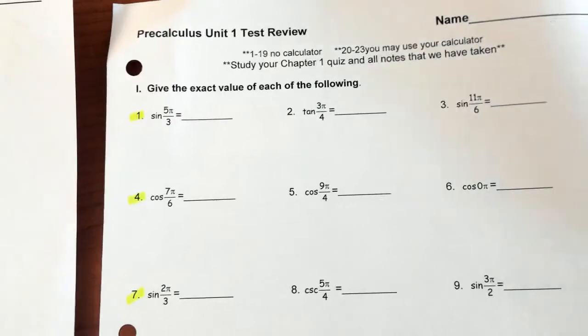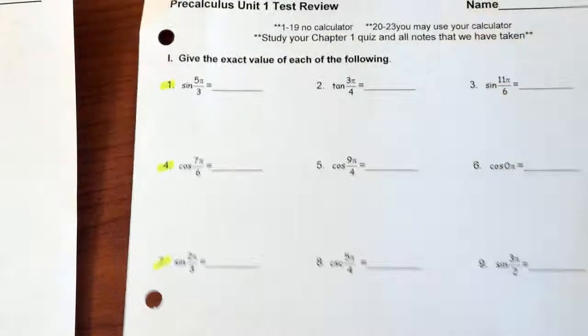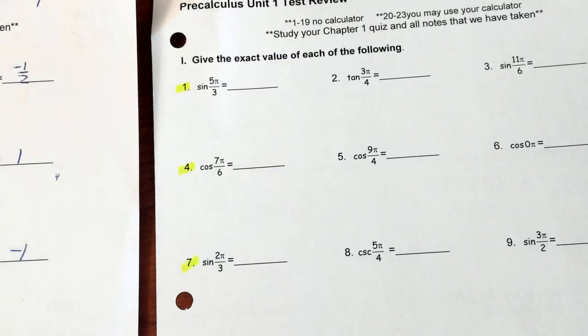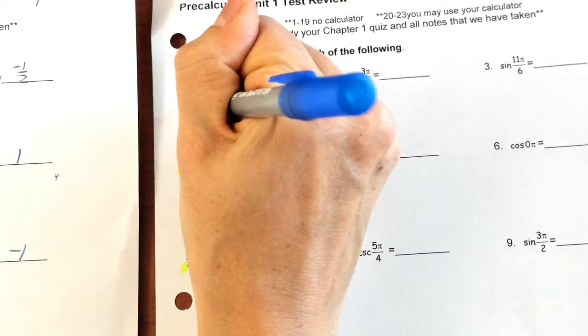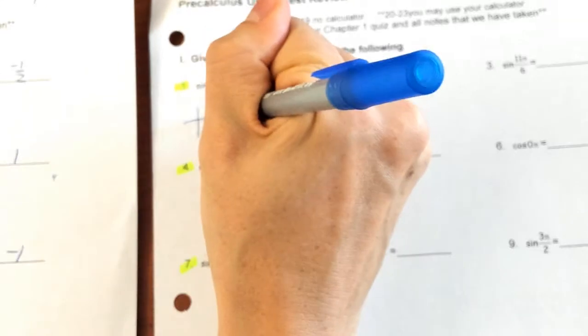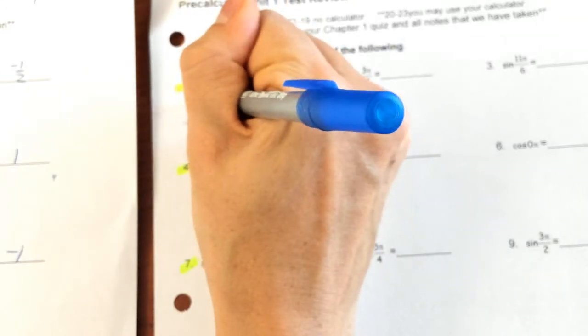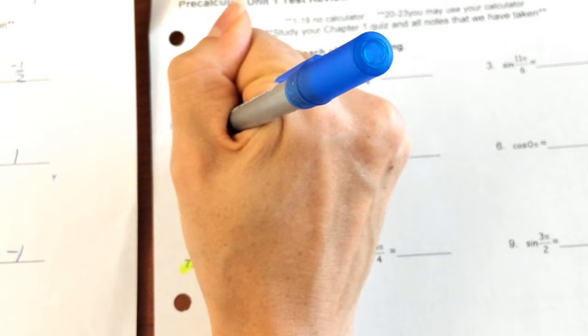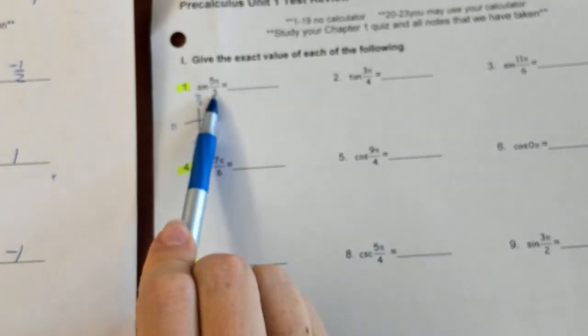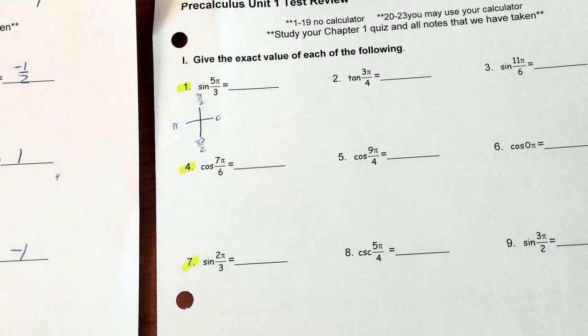So if I look at number 1, step 1 is find what quadrant I'm in. So I'm going in the positive direction. I know that this is 0, this is pi over 2, this is pi, this is 3 pi over 2. My denominator here is 3, so if I'm not exactly sure where this is going to fall, I could make this into a common denominator of 6.